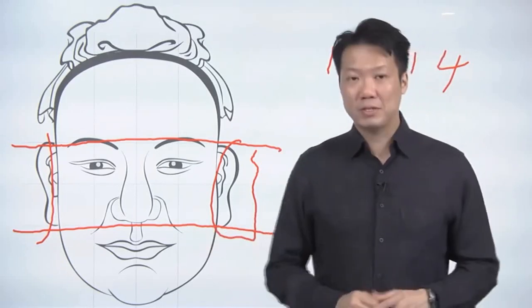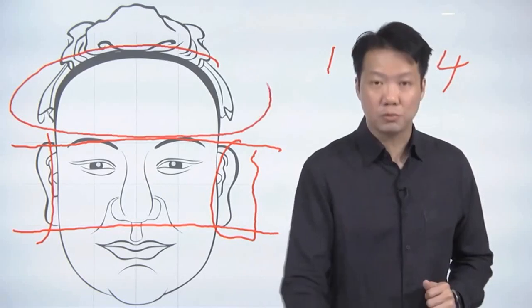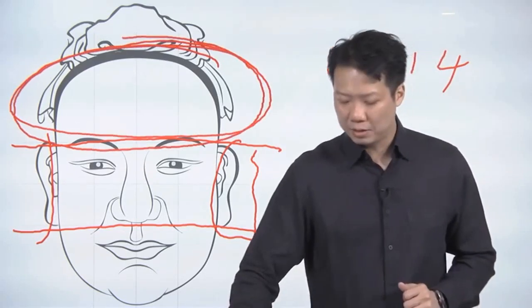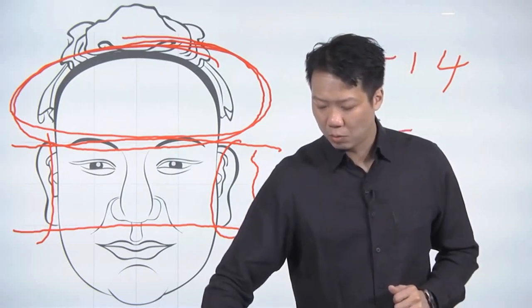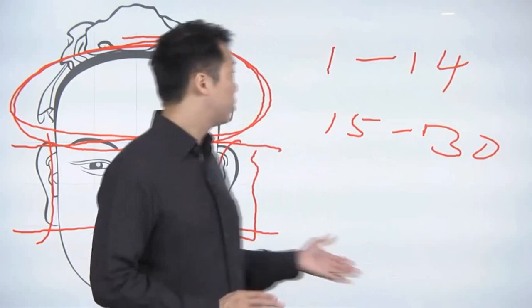All right, so having said that, just take note of this. The entire forehead up to the eyebrows governs from 15 all the way to about 30 years old. Okay, so it's about 15 to 30.